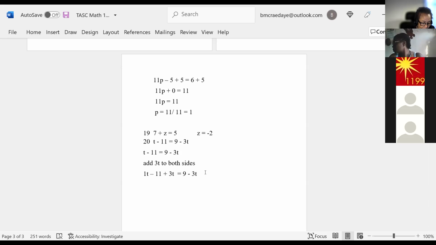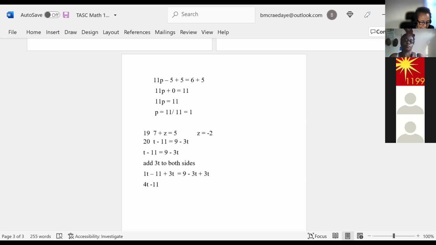Add the 3t on the right side. And what do you get on the left side, Vanessa? The left side: 1t minus 11 plus 3t. What does that give you? 3t plus 1t is equal to 4t. That's right, 4t. And you have the minus 11.